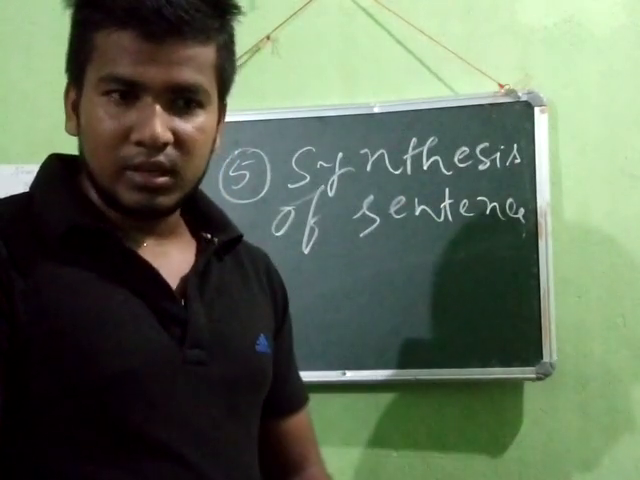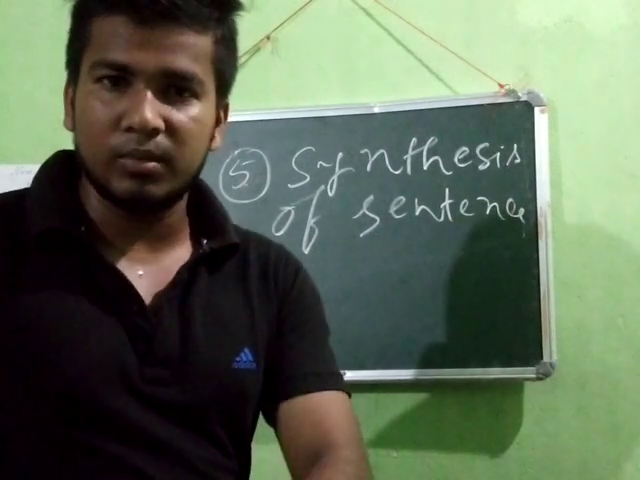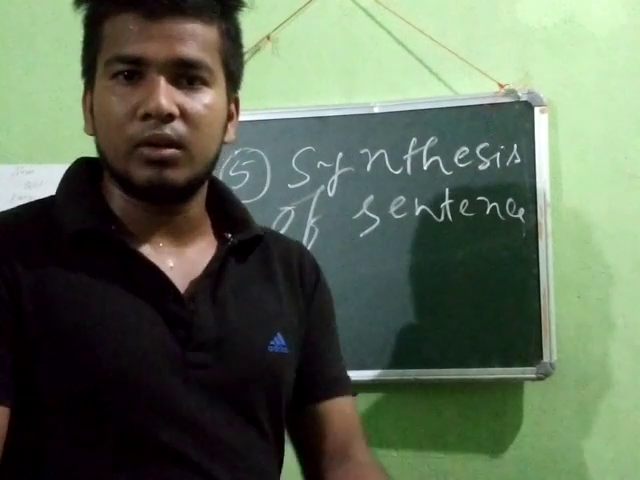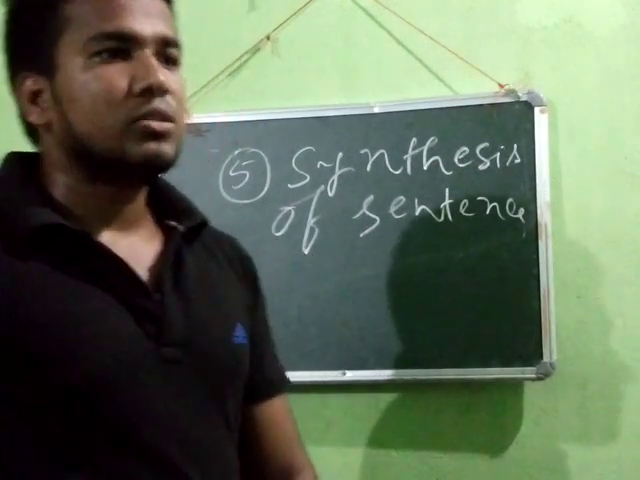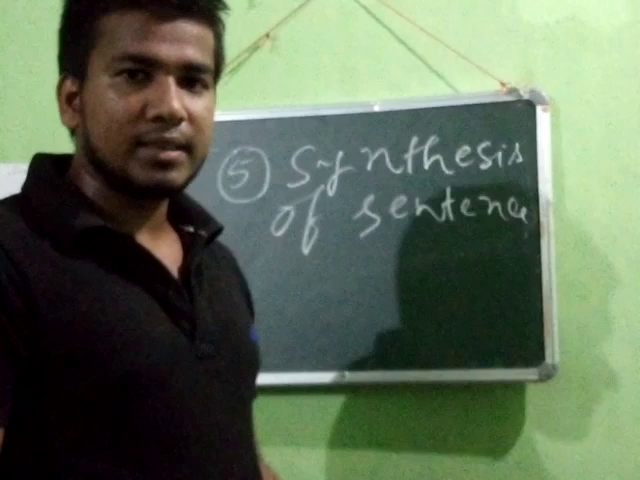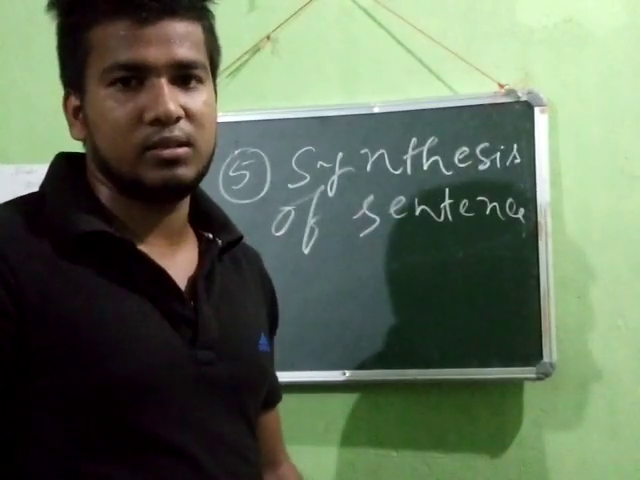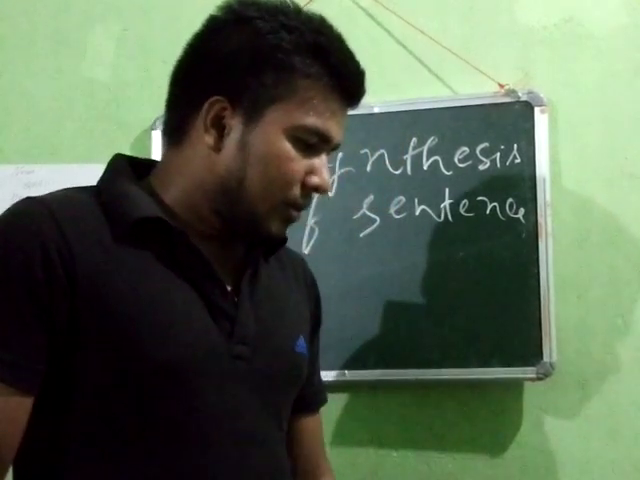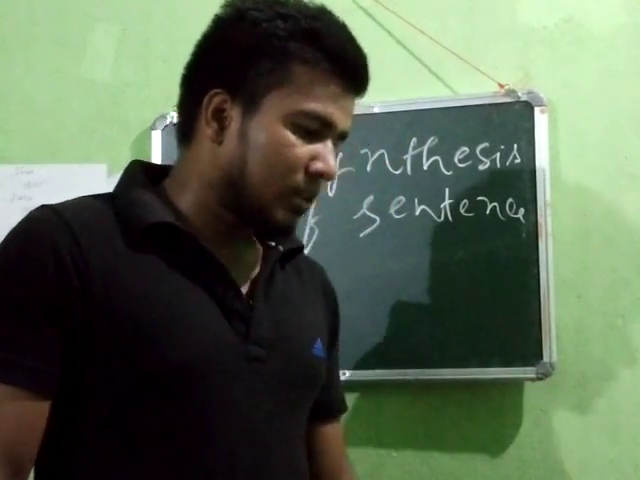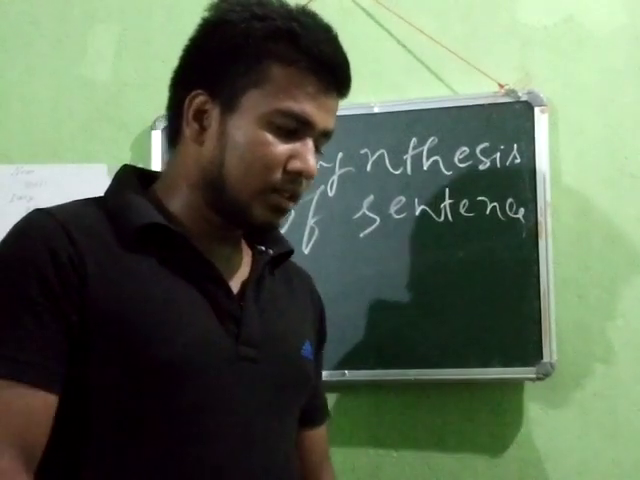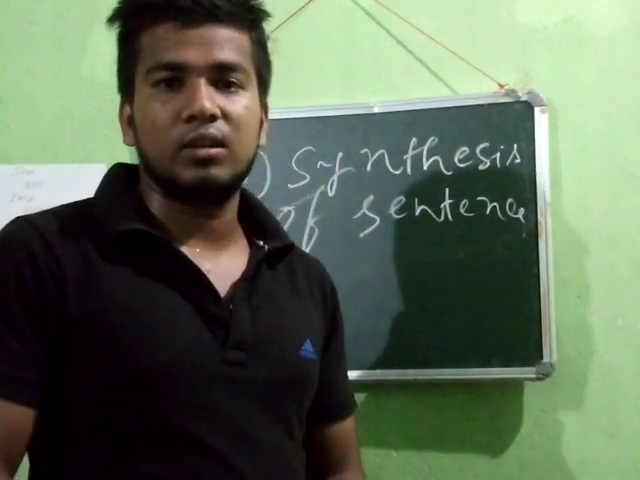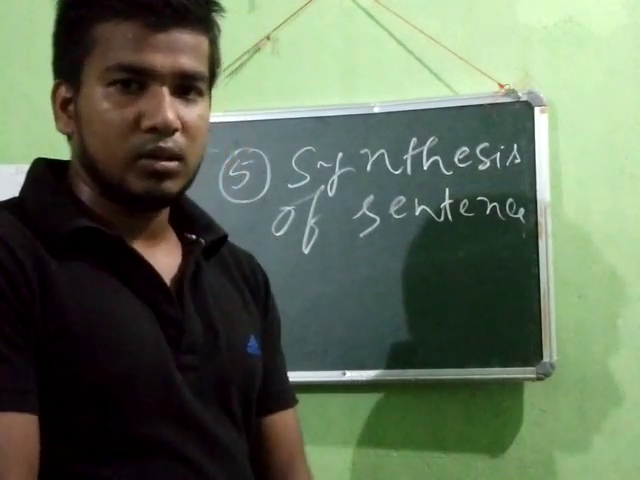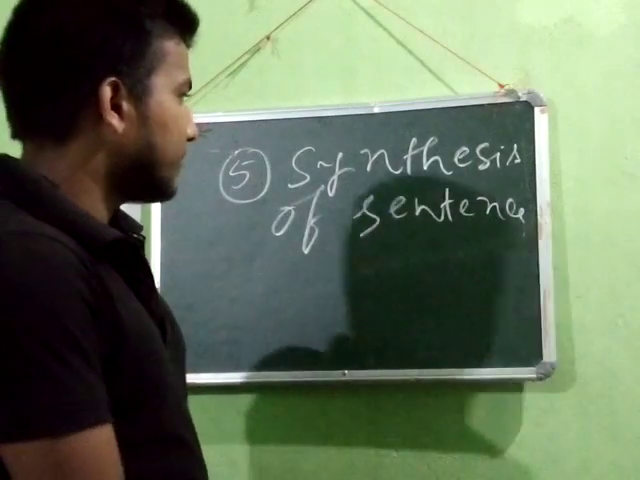Give examples. How can we make a simple sentence into complex sentences? Or how can we add 2 sentences together into a simple or a complex or a compound sentence? So you have to write all the rules regarding the synthesis or combination of sentences. There will be questions: write an explanatory note on synthesis of sentences. You have to write a brief explanation. You have to explain all the rules regarding synthesis of sentences.